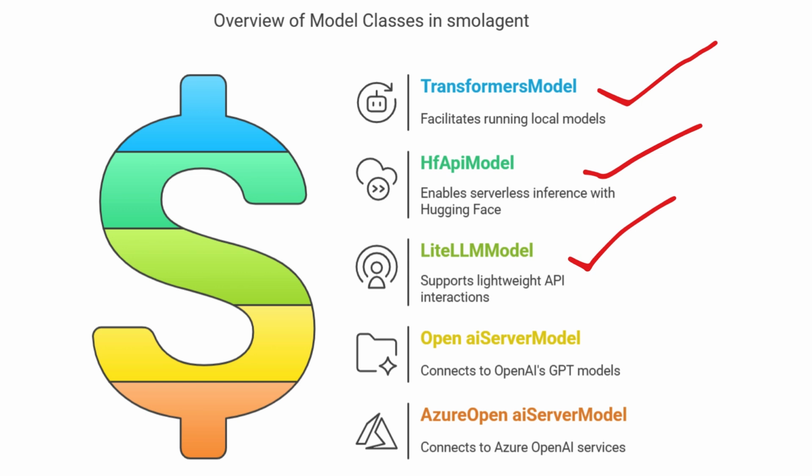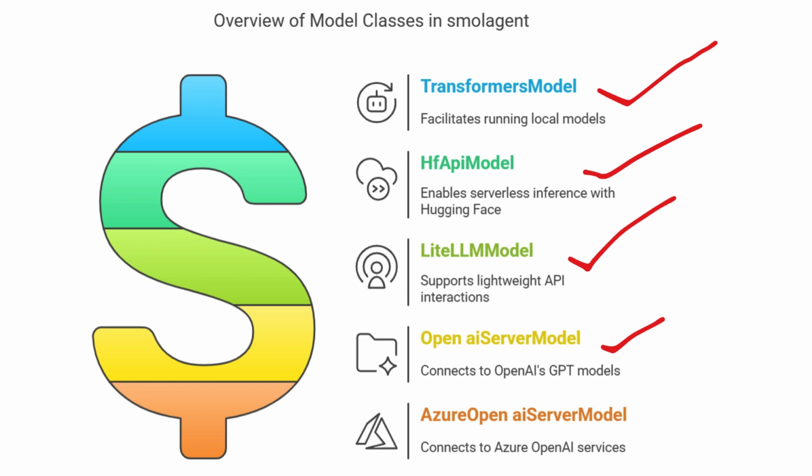Instead of setting up complex integrations for each provider separately, Light LLM simplifies the process by handling all the interactions under one system. This makes it a great tool for developers who want maximum flexibility and efficiency when integrating AI into their projects. 4. OpenAI Server Model, connecting to OpenAI's GPT models.